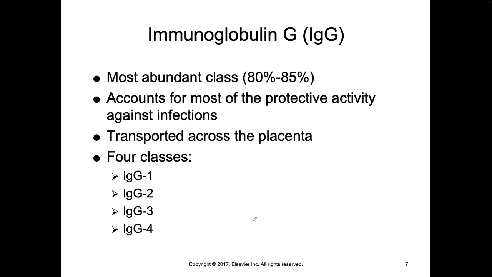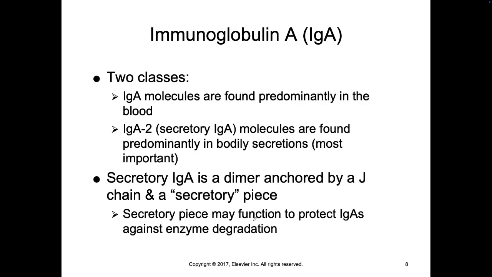IgG is the most abundant class and accounts for most of the protective activity against infection. It's transported across the placenta. The classes are IgG 1 through 4. All right. IgA has two classes found mostly in blood.